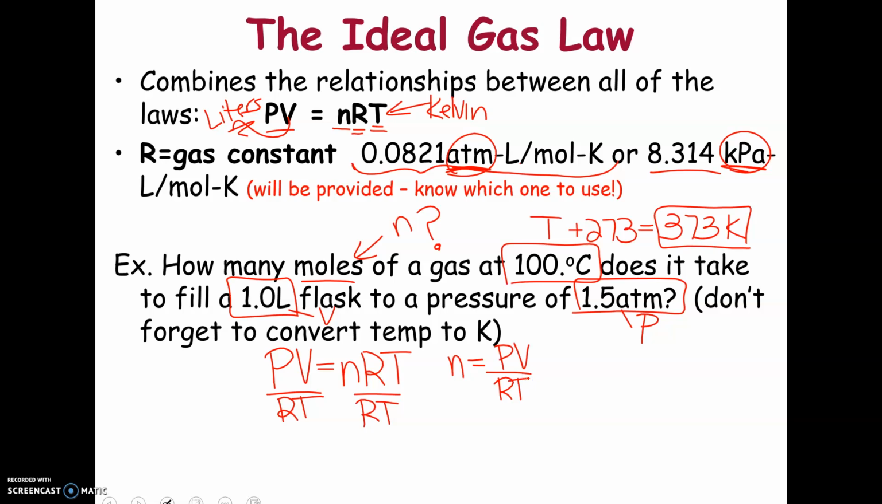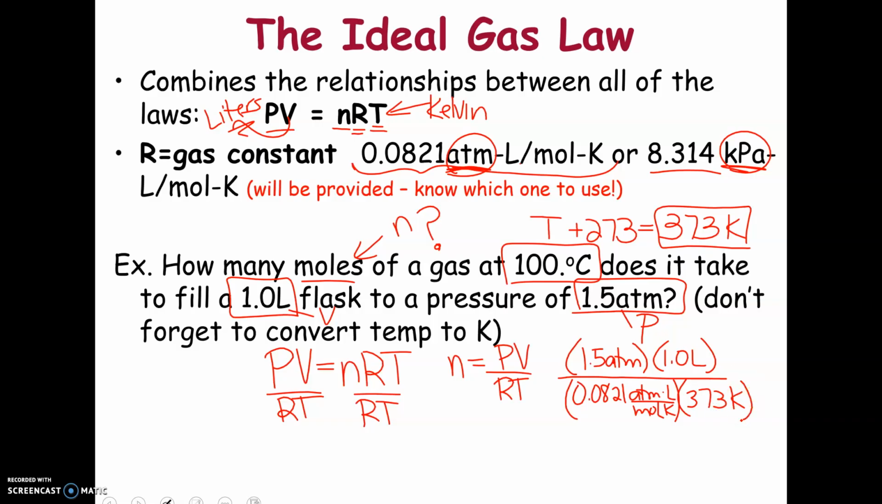All right, so let's go ahead and plug in our numbers. So our pressure is 1.5 ATM. Our volume is 1.0 liter. Which R are we going to use? Well, our pressure is in atmosphere, so we're going to use our 0.0821. Now notice this is ATM liters over moles Kelvin times our temperature, which was 373 Kelvin.